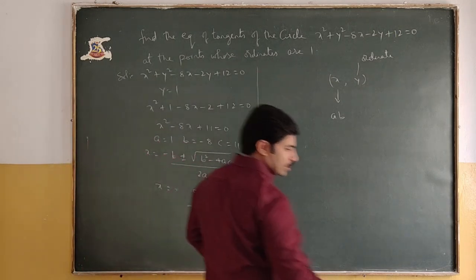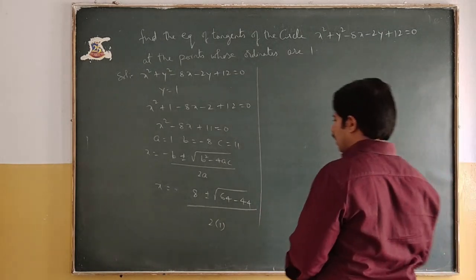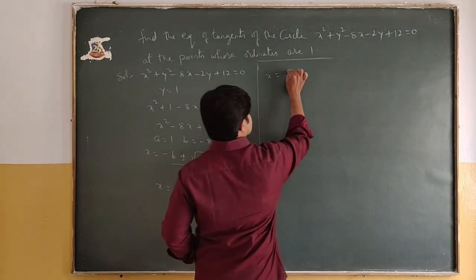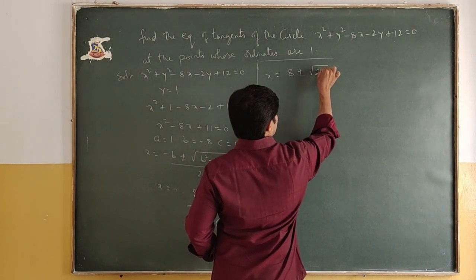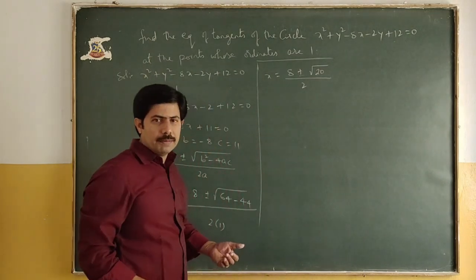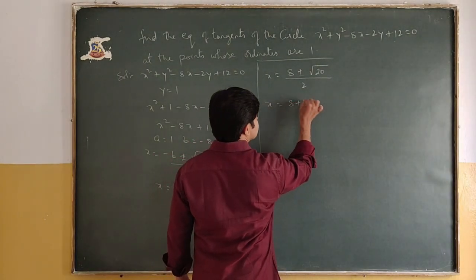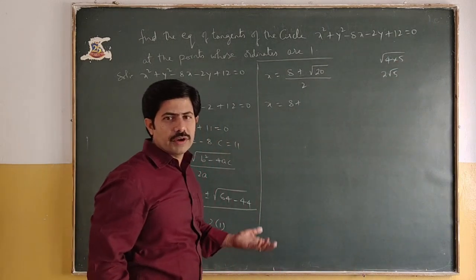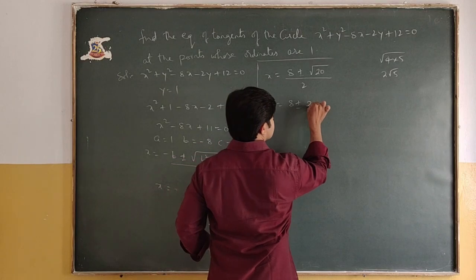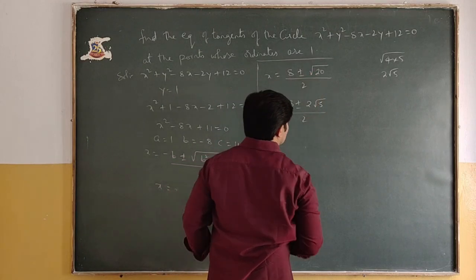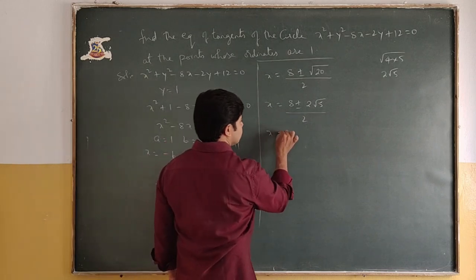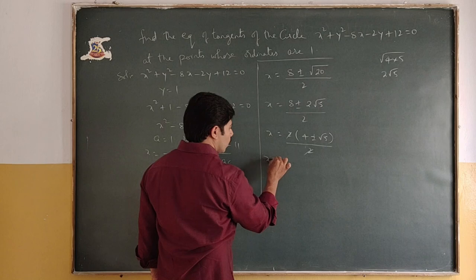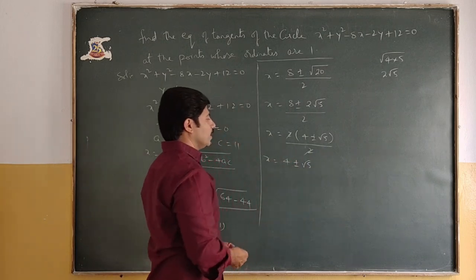So now we solve this quadratic equation. So here x is equal to 8 plus or minus root 20 by 2. So root 20 can be written as, we write it as 4 into 5. This is nothing but 2 root 5. 4 into 5, square root of 4 is 2. So we write it as 8 plus or minus 2 root 5 by 2. Okay, so we can take 2 common in the numerator. So x is equal to 2 common, 4 plus or minus root 5 by 2. So 2 cancels. So x is equal to 4 plus or minus root 5. So now we got the value of x.